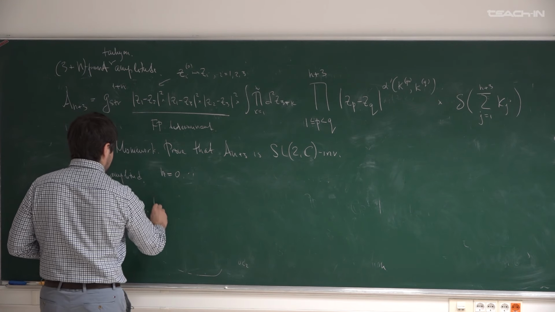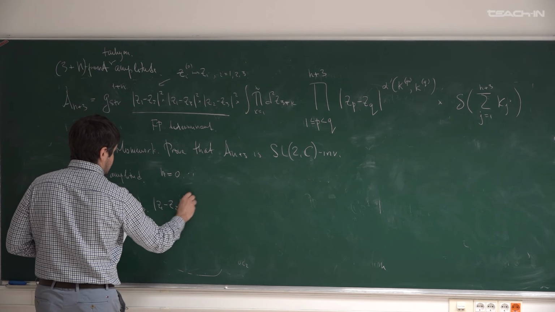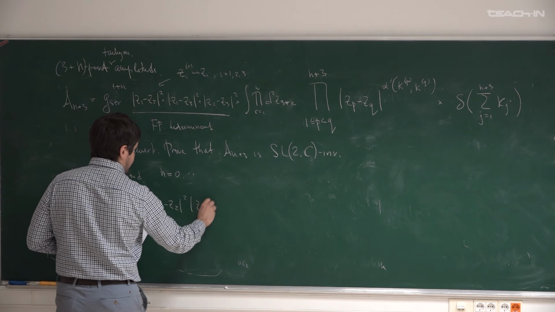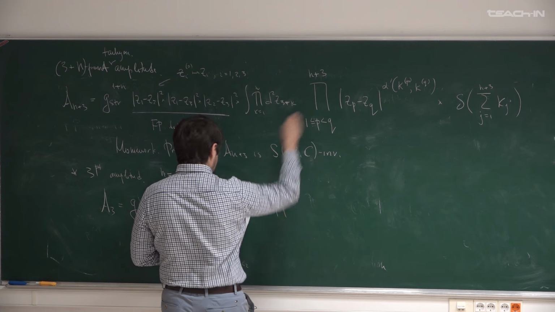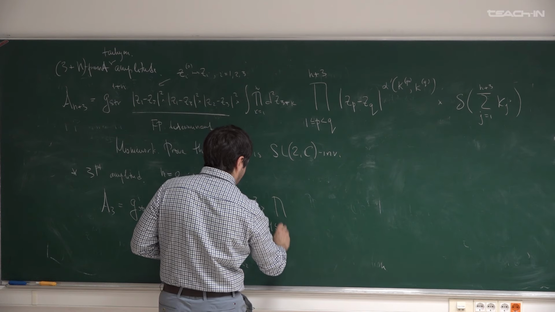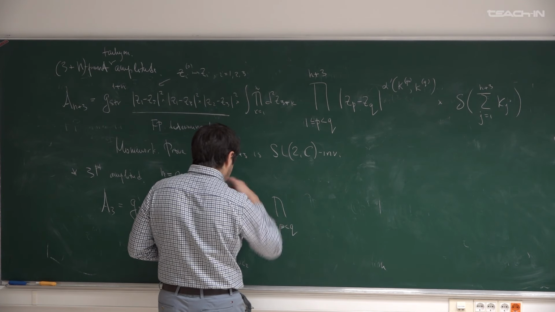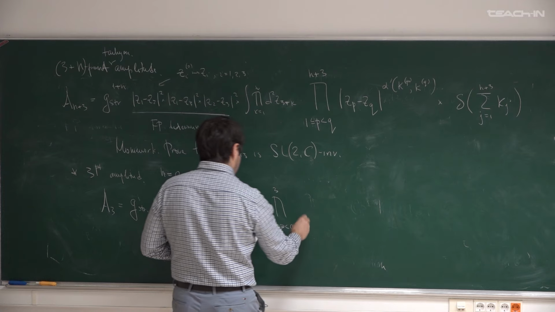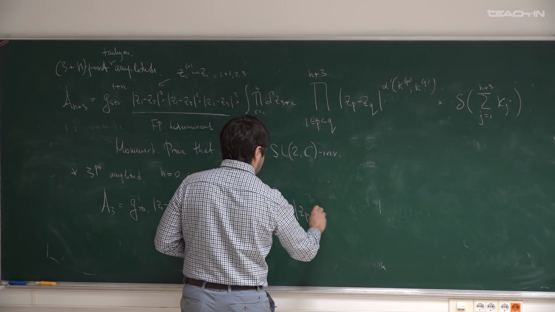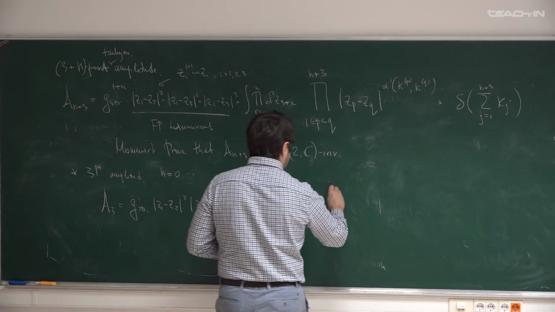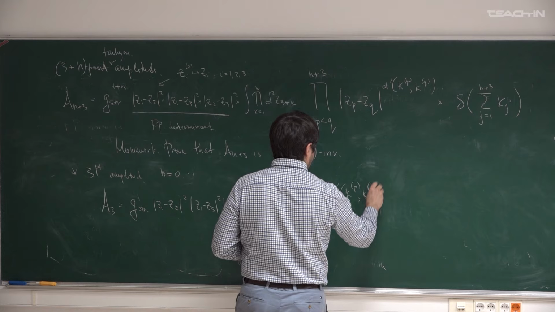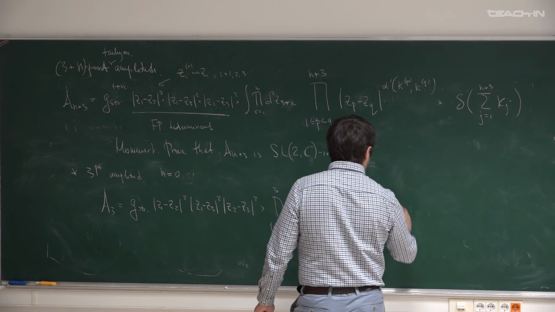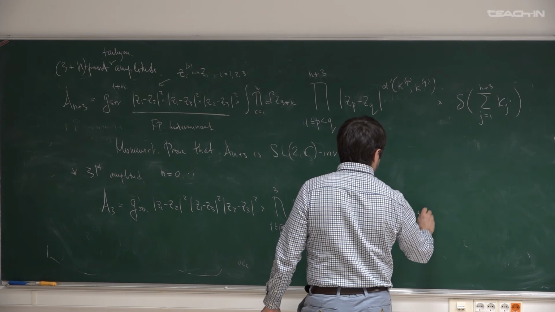Then we have this Jacobian, Z1 minus Z2 squared, times the product. The product is still here: for P smaller than Q, ZP minus ZQ to the power alpha prime KP KQ, times the delta function of K1 plus K2 plus K3.